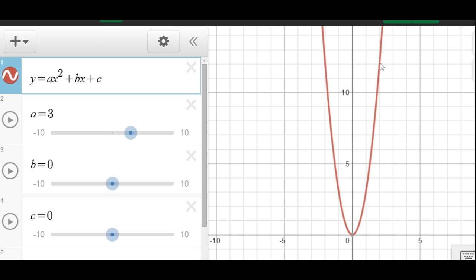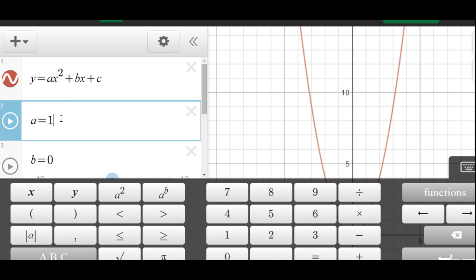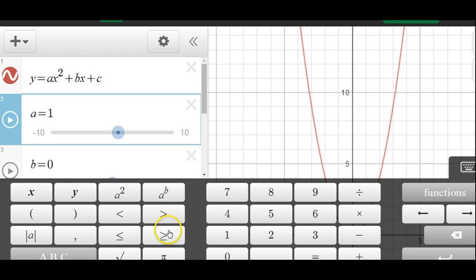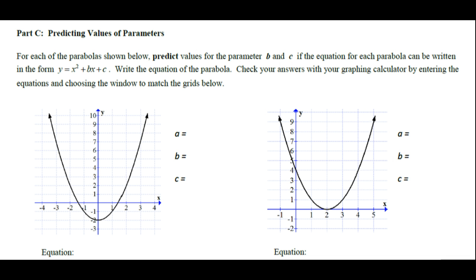So I'm going to set A back to 1 because we're supposed to just be doing Ax squared. But what I wanted to show was, how do I know what A is? Okay, I move 1 unit, I go up 1, A is equal to 1. How did it get down to -2? Which coordinate affected the y-intercept? C. So what's C?